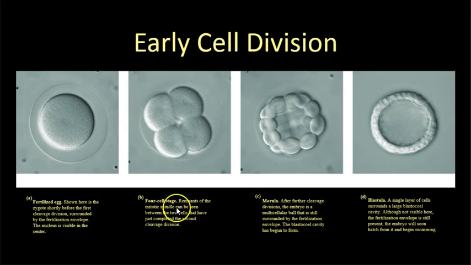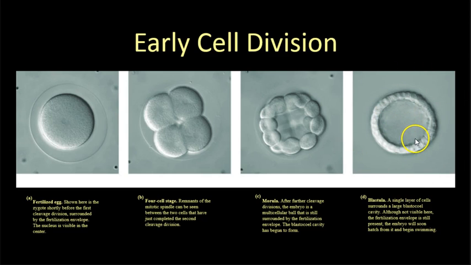It's going to start dividing. Now, at first, it's actually going to stay the same size. It's going to be trapped in this membrane right here, the zona pellucida. But anyway, it's going to be in that. And so you'll see that the dividing cells actually just get smaller and smaller and smaller, and they line up and form a ring. This part is called the blastula, and there's a cavity here.